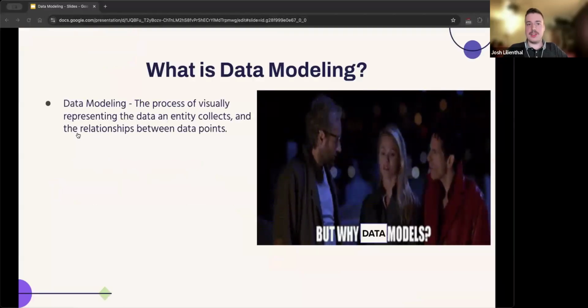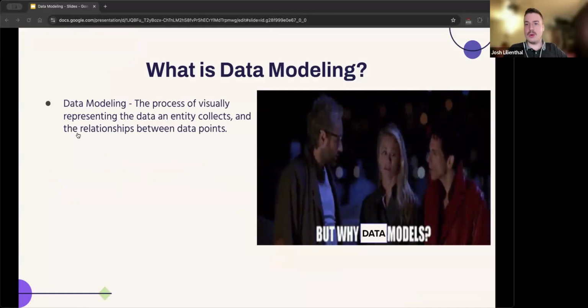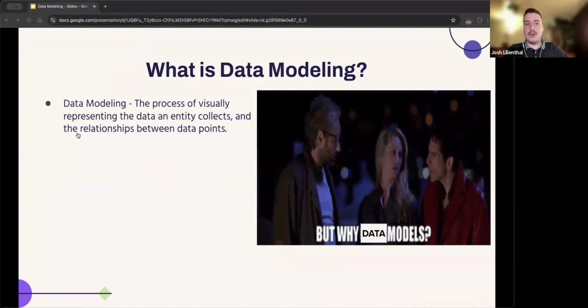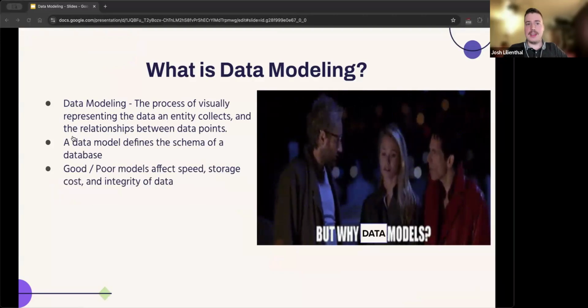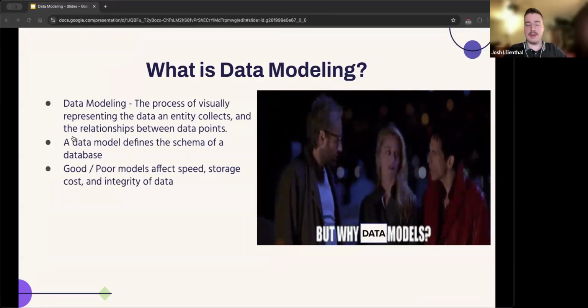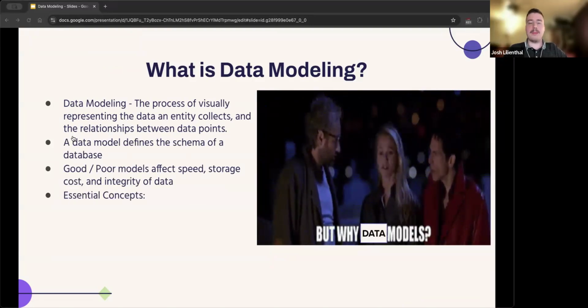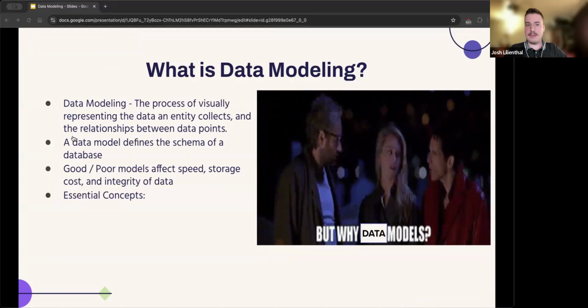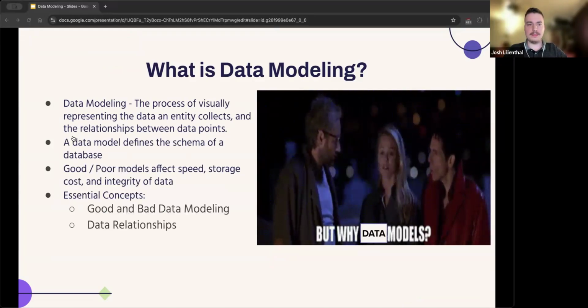Put simply, this is just the process of creating a visual representation of the data a business or organization collects and how it flows and relates to the other data. Once applied, a data model will also define the shape of your database. And good or poor models can have huge effects on the speed, storage cost, and integrity of your data. Data modeling can seem broad and overwhelming at first, but by applying a few essential concepts, we can break these abstract concepts down into a very logical approach.